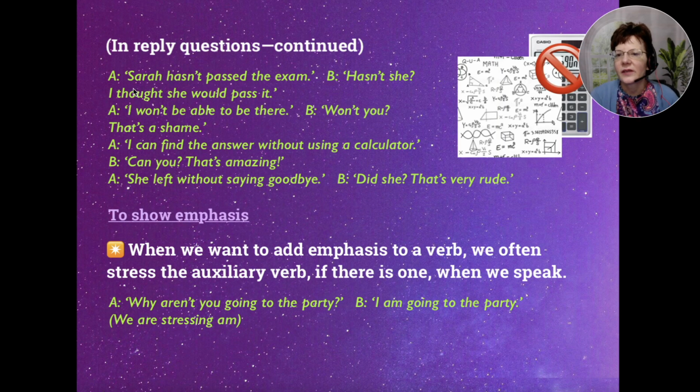Okay, so for example, person A: Sarah hasn't passed the exam. Person B: Hasn't she? I thought she would pass it. So this one is negative here, and the reply here is also the same, hasn't she? Okay, and then this one here: I won't be able to be there. So we've got won't here, and then person B: Won't you? Okay, so same verb here, negative.